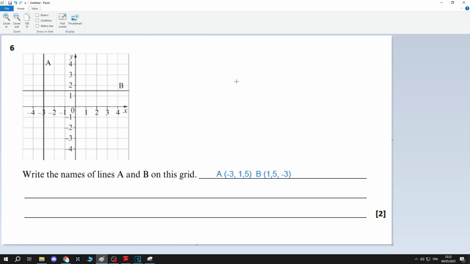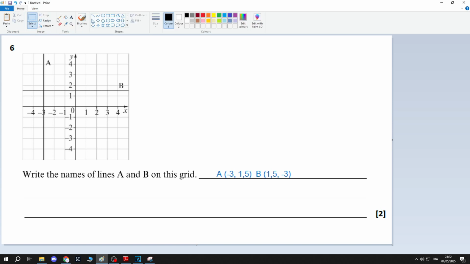Question 6 here is very easy. All they're saying is write the names of the lines A and B on the grids. Now A has the coordinates -3, 1.5, so right here. And B has the coordinates 1.5, -3, so it's right over here. But I don't know why they gave us the coordinates of those points. All I need are the names of the lines, and when they say names of lines, that usually means equations of lines, right?